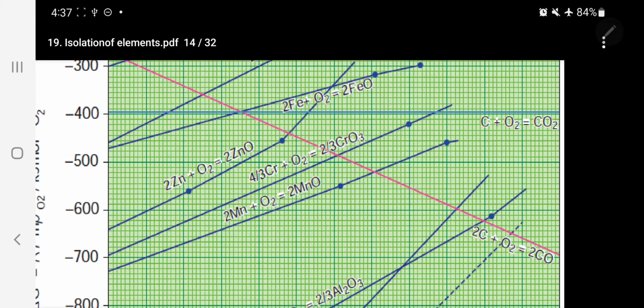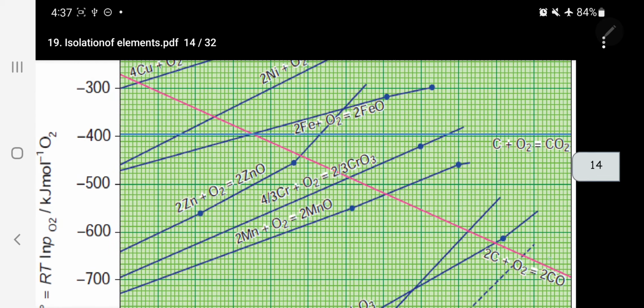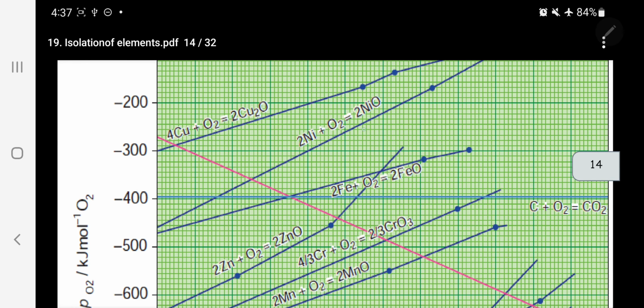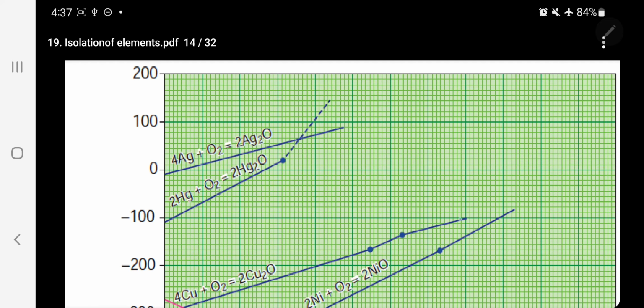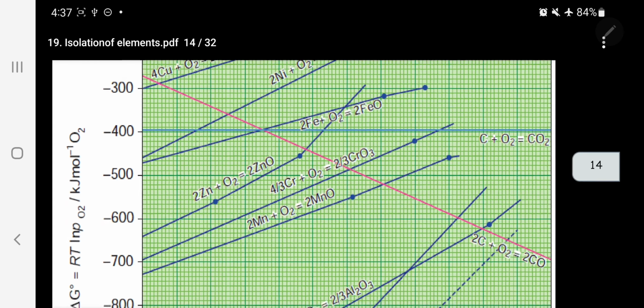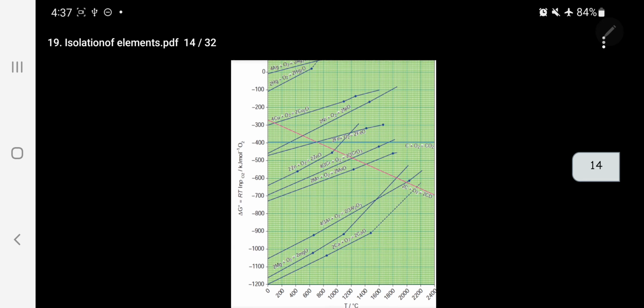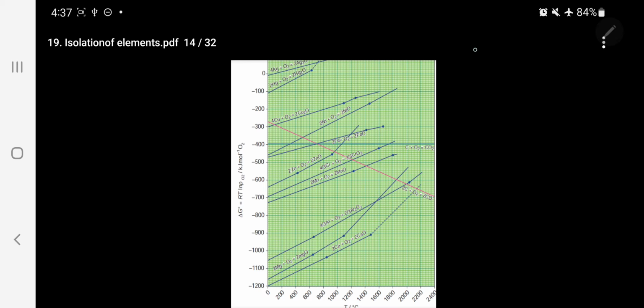So whatever elements are above the CO line can be easily replaced. You can treat them with CO. For example, MnO can be treated with carbon monoxide and the Mn will be replaced. In the same way chromium can be treated with CO. Zinc can be used. Iron can be used. Nickel can be used. Then copper, silver, mercury, everything we can use. Kindly follow. So this is the Ellingham diagram.